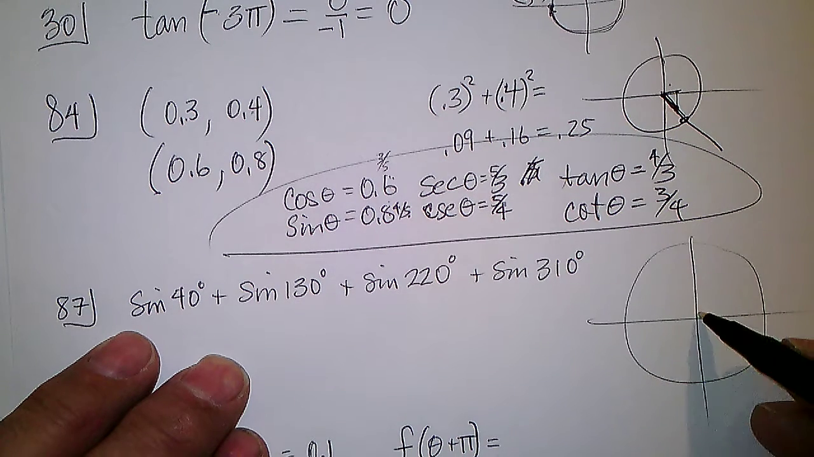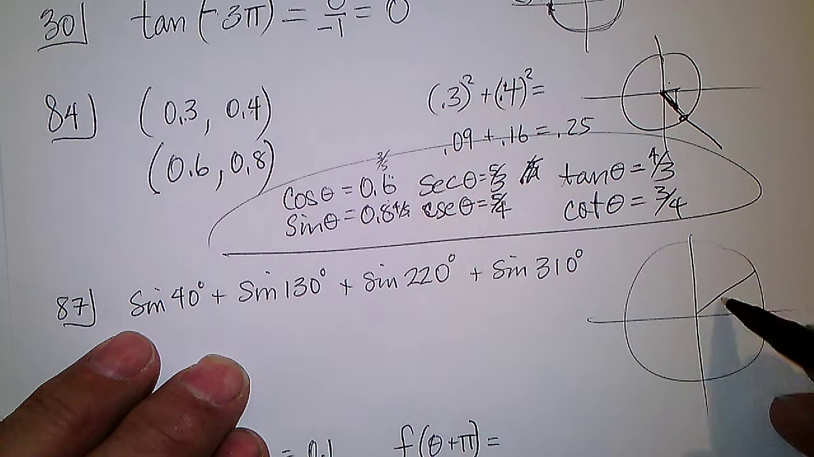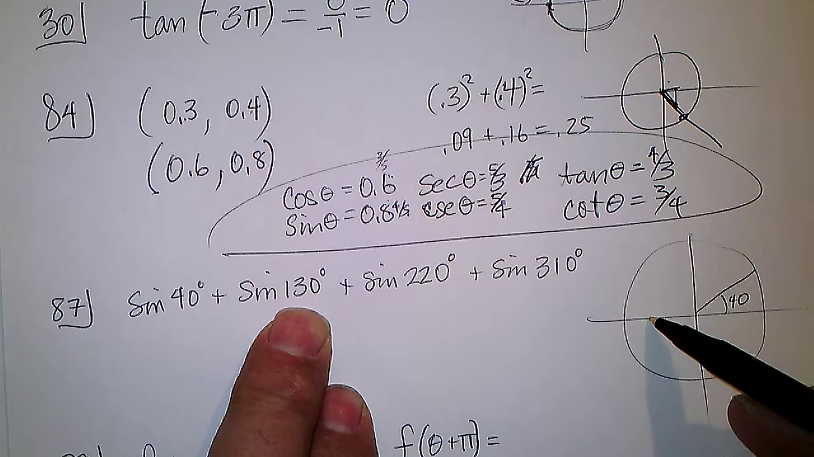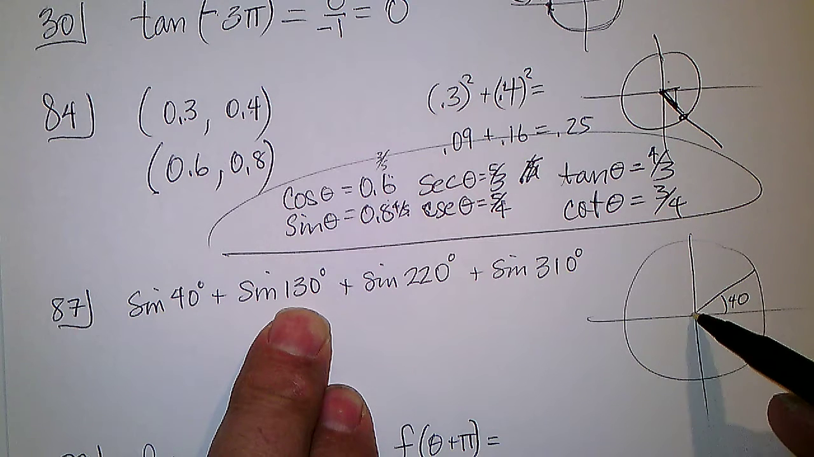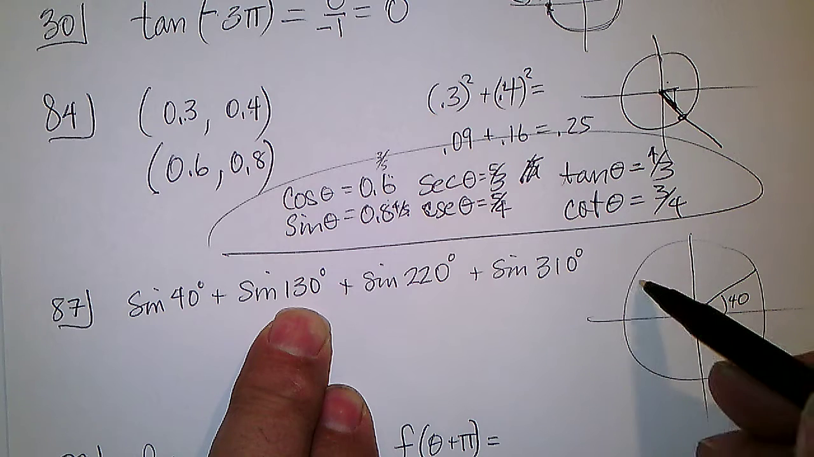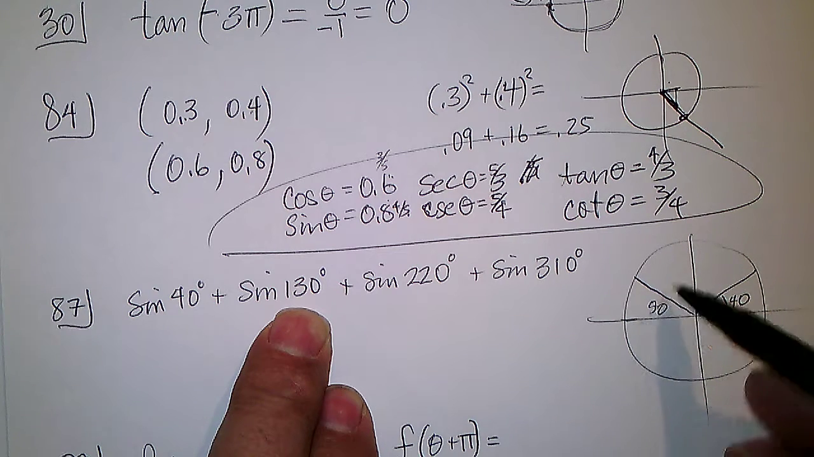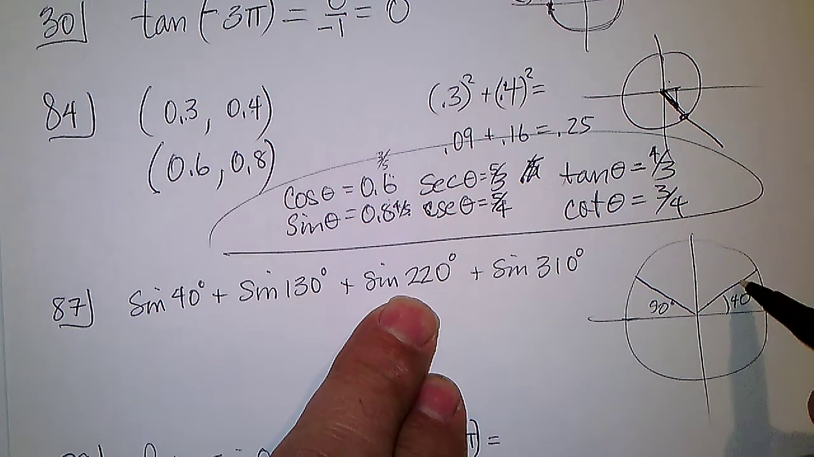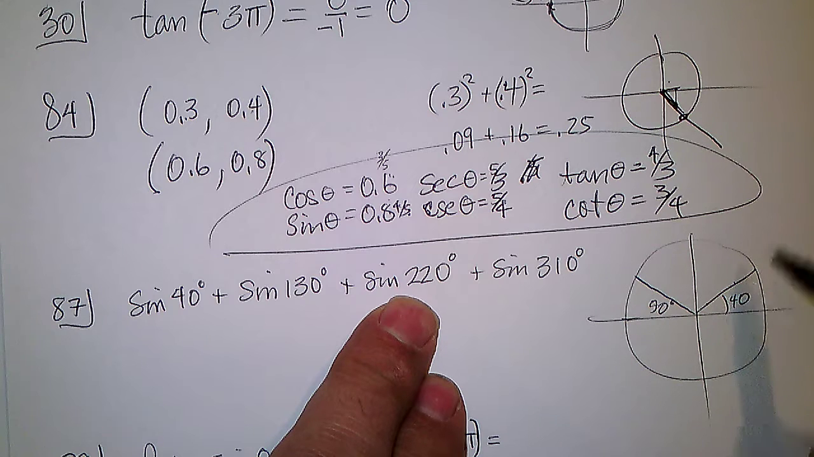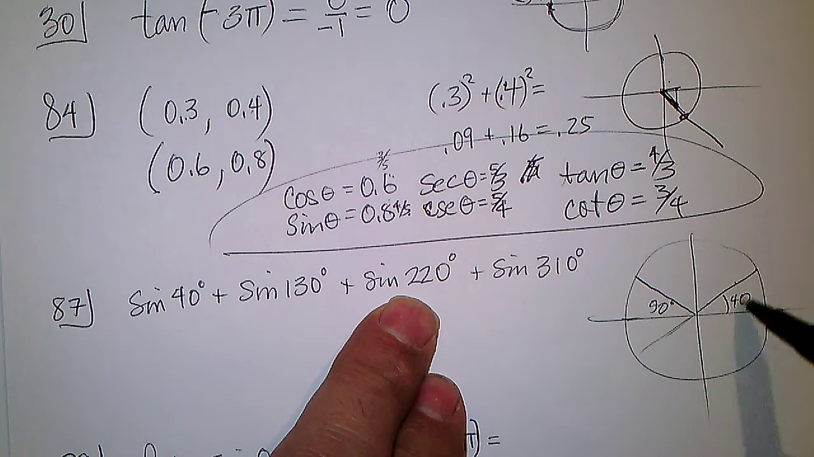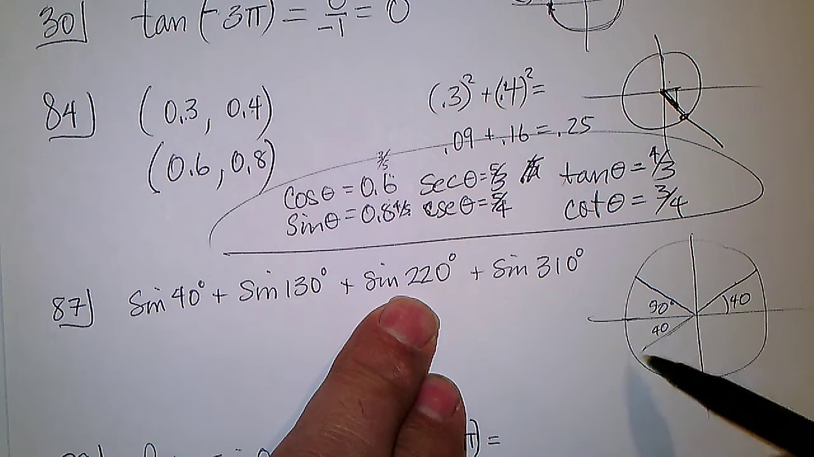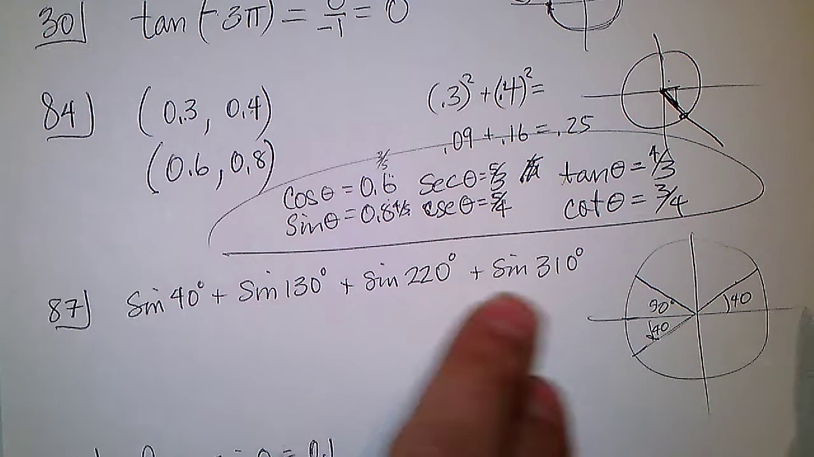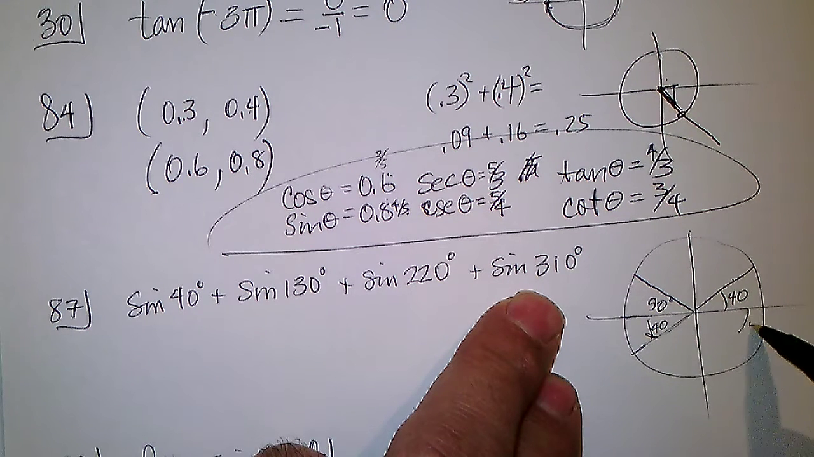Well, 40 degrees is about there, almost to 45. Where's 130? Well, that's about here, about 50 degrees off of 180. And then where's 220? 220 is 180 plus 40, so down here. 40 off of this one. And then 310 is back 50 from here.